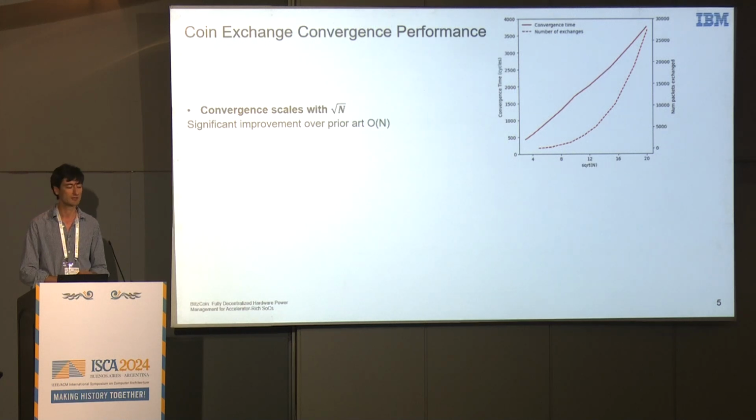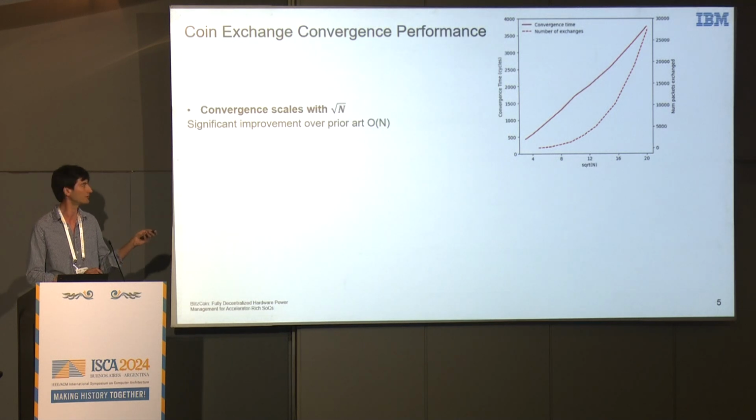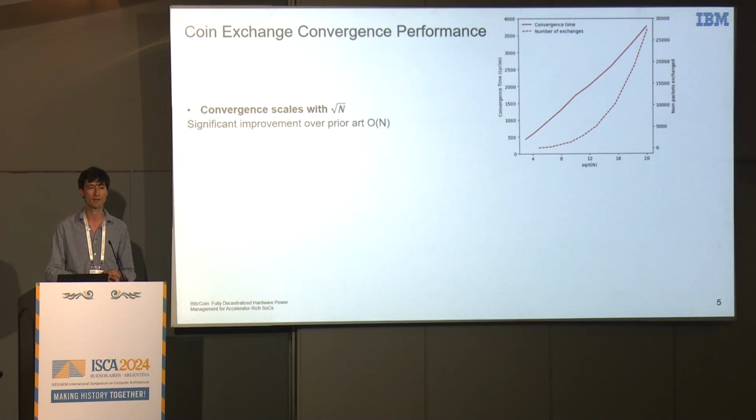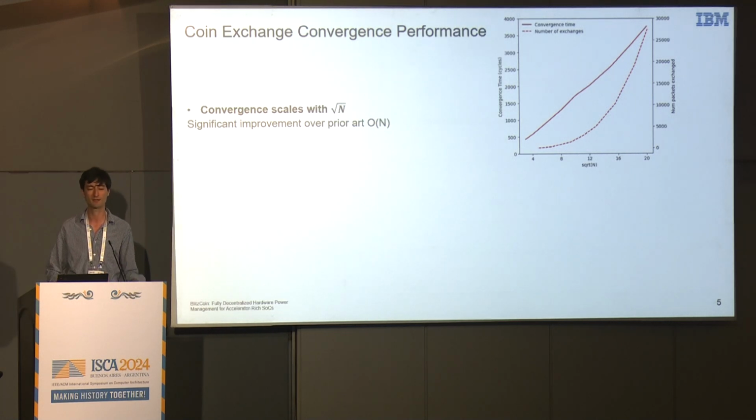So we want to first validate how the response time of the power management scales with the number of cores n. And through emulation, we found, in this graph, where we show on the x-axis the square root of the number of tiles n, and on the y-axis in the solid line the response time, that we have heuristically found that the response time scales with the square root of the number of tiles, which is a very significant improvement compared to centralized schemes, which, as discussed before, scale linearly with the number of tiles.